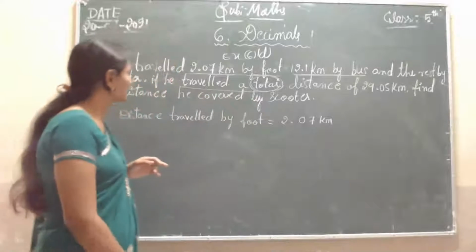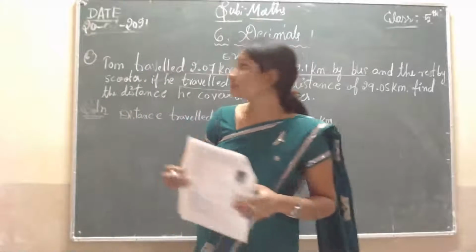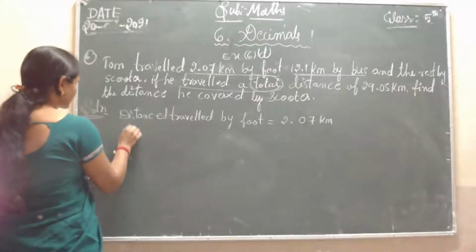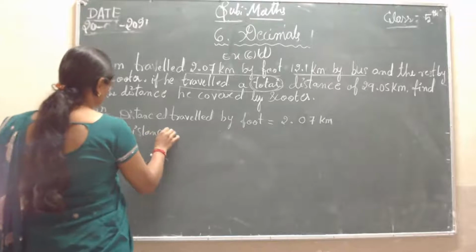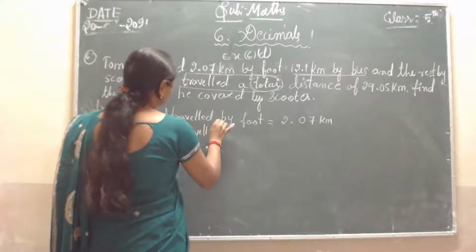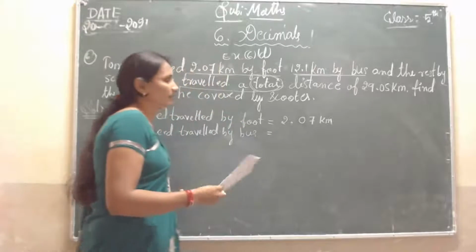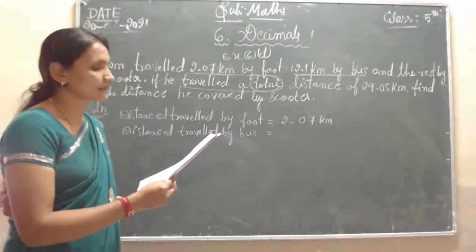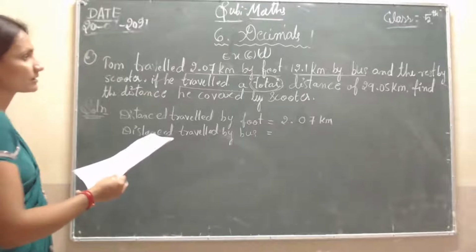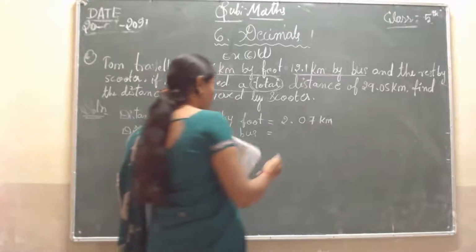You have to write the distance traveled by bus. Students, by bus, what is that? By bus means, students, that is 12.1 kilometer.